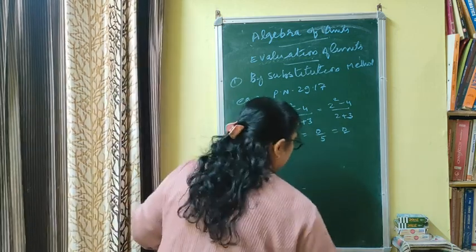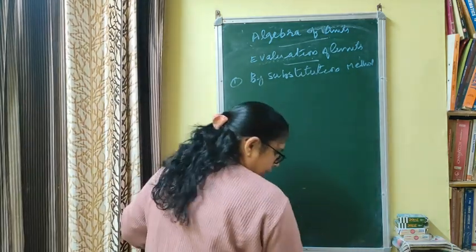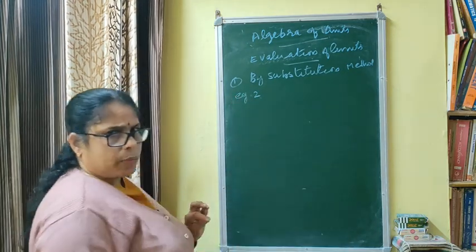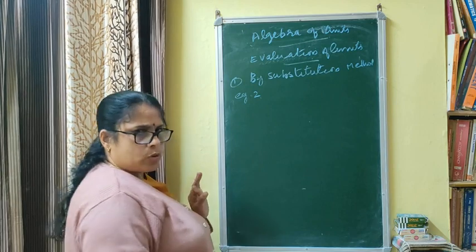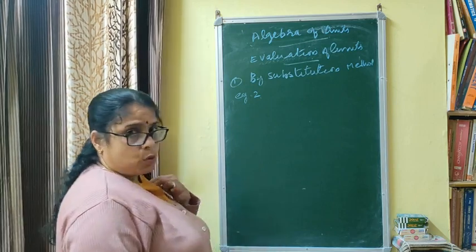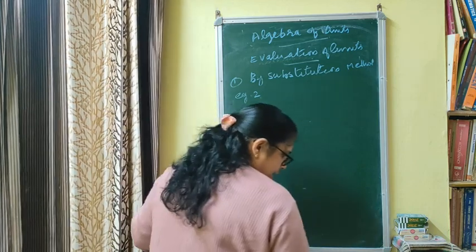Next question is example 2. There are two questions given. This is the basic question because substitution is the basic method of finding limit. That substitution method you have to apply in each and every question, even though we are using any other method. And second is example 2.